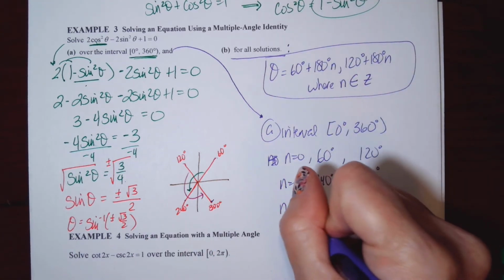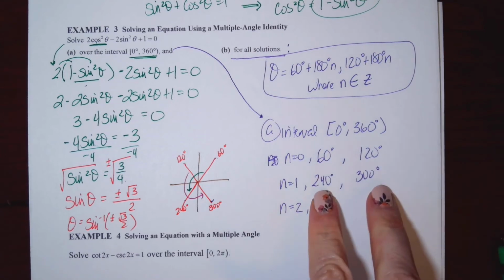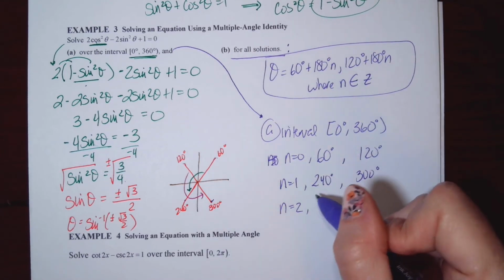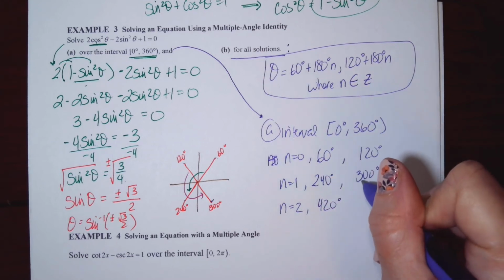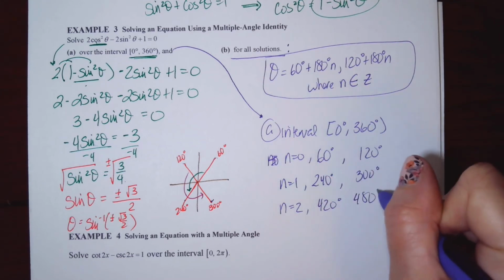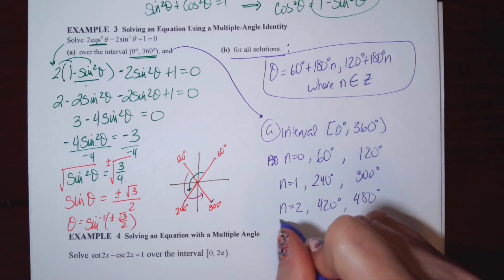If I go to n equals 2, that means I'm going to take this, I'm going to add another 180. 180 plus 240 is 420, and 300 plus 180 is 480. Those are outside my interval.